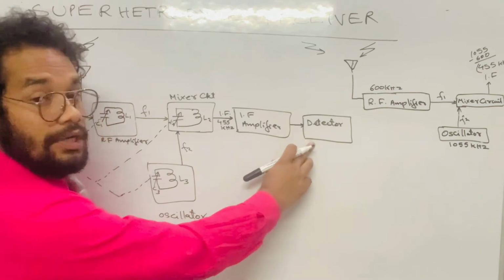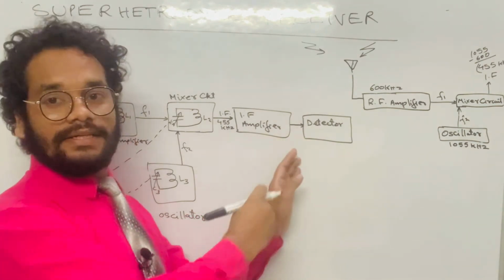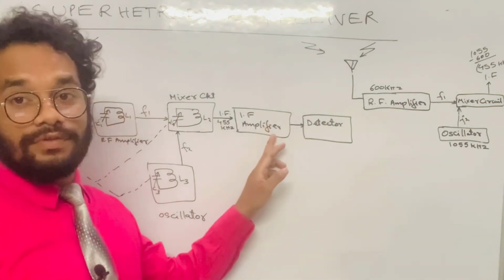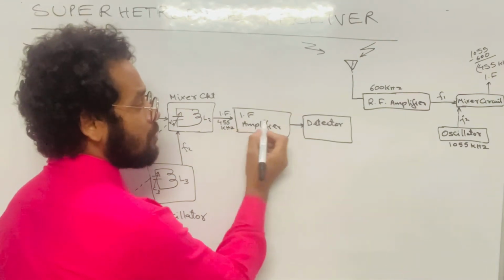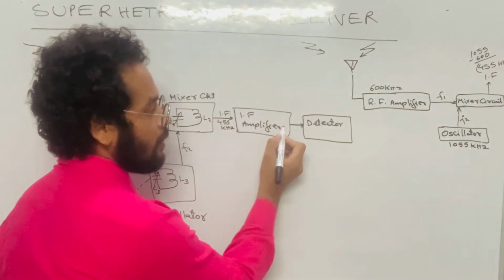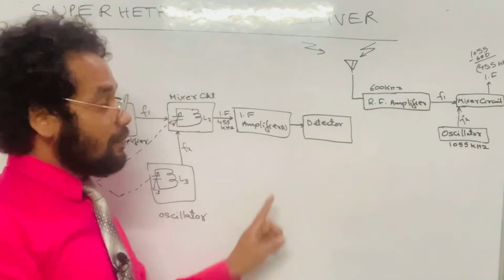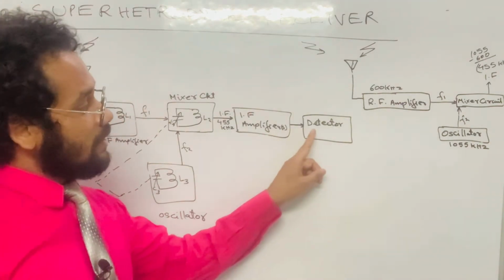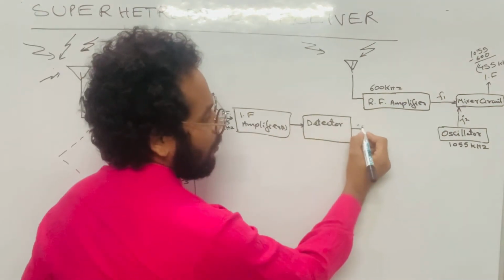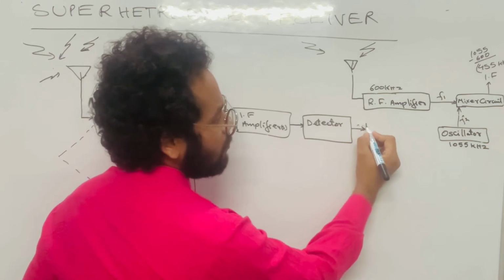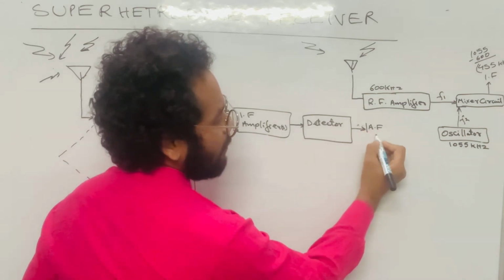So what does this detector do? It collects the output from the last stage of the IF amplifier. There may not be just one IF amplifier, but there can be several amplifiers. From the last stage of the IF amplifiers, this detector extracts the audio frequency and gives that signal to the AF amplifier.